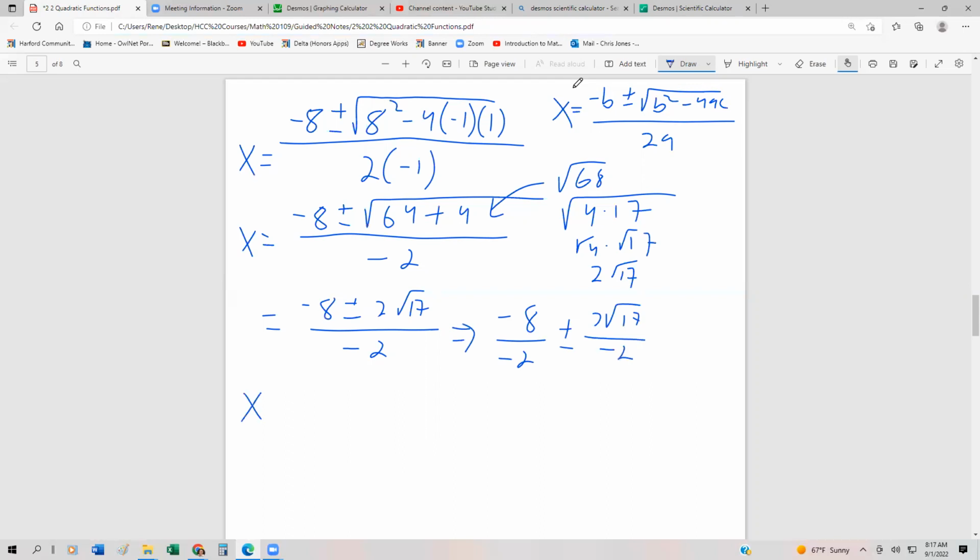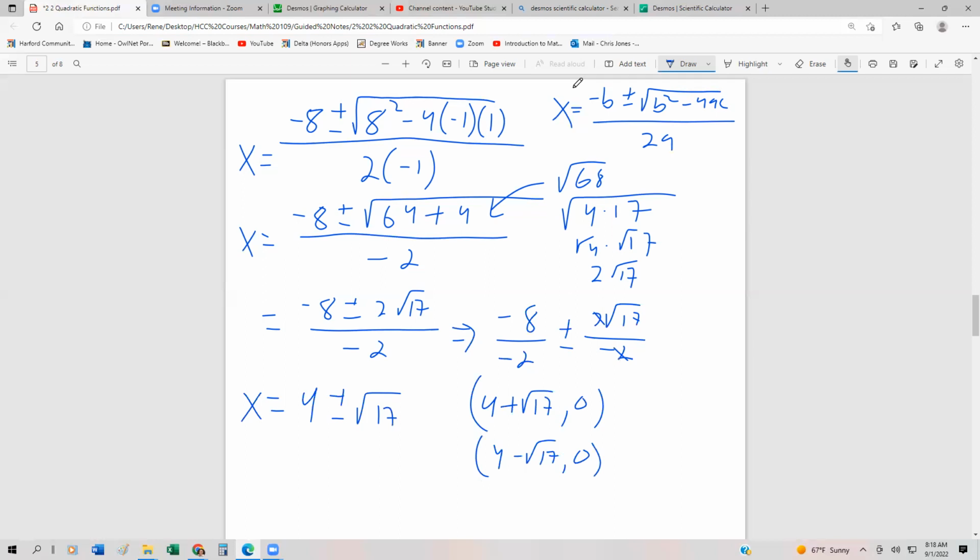And so our x-intercepts are going to occur at the points 4 plus or minus, these twos are going to cancel out, root 17. And so our two intercepts are going to be 4 plus root 17, comma 0, and then also 4 minus root 17, comma 0.